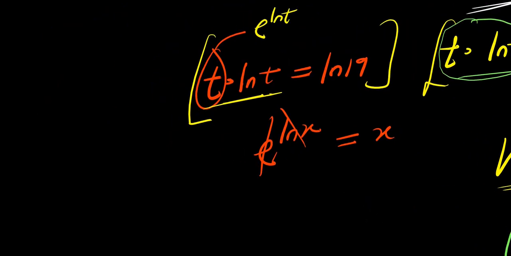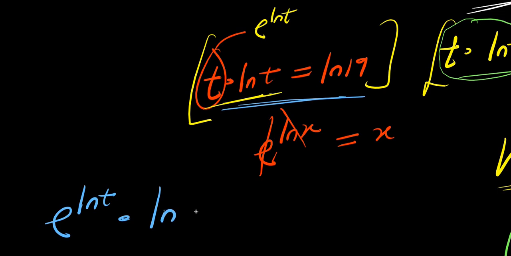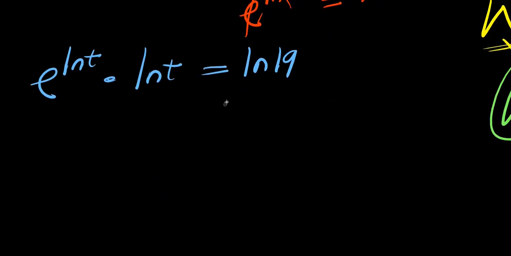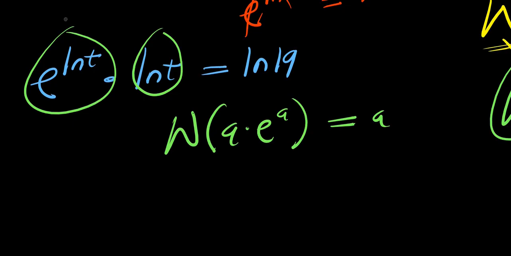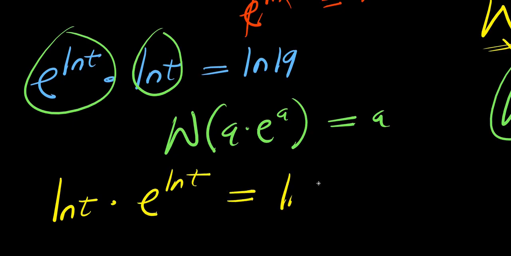So that means this equation becomes e power ln t times ln t equals ln 19. Now, like I said earlier, the Lambert W function always requires a times e power a before you can apply it. That means ln t will come first before e power ln t. So let's rearrange that. We have ln t times e power ln t, and this equals ln 19.